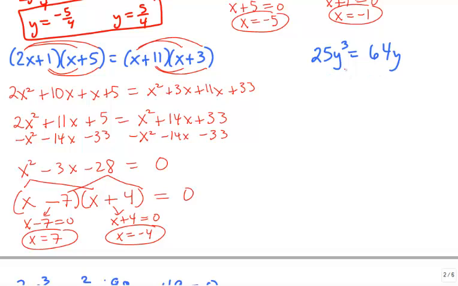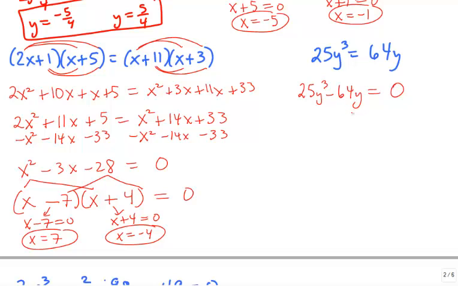It's got a cube in there, but we're going to do the same process all over again. Step number one is always to get a 0 on one side of the equation. So I'm going to subtract that 64y term over to the left side so that I get a 0 on the right side. And now I have to figure out a way to factor this.